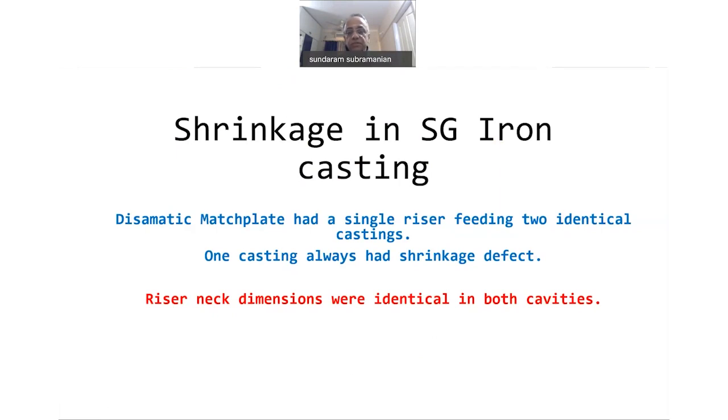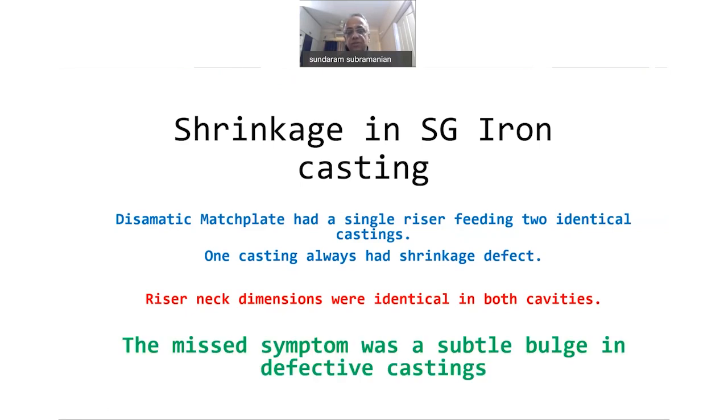Shrinkage defect in SG iron, the first thing is to look at the riser. The riser is common for both, but the riser necks are different. So riser neck dimensions were checked. In both the cavities, they were found identical. The missed symptom was a subtle bulge in the defective casting. They didn't notice there was a small bulge in the casting which was showing shrinkage.